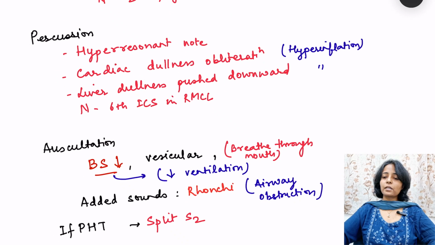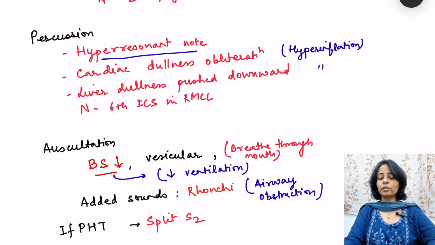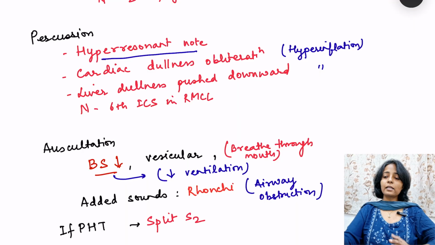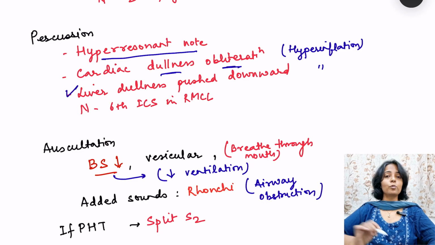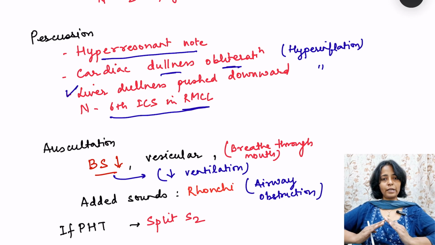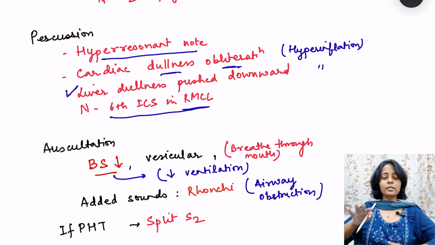Then what will we see in percussion? In percussion, we will see a hyper resonant note because air is everywhere. There will be a hyper resonant note and cardiac dullness will be obliterated. So there also a resonant note will be heard. Why? Again because of the trapping of air. Liver dullness is pushed downward. Normally it is present in the 5th to 6th intercostal space in the right midclavicular line. Because of the hyperinflation, I told you the diaphragm is pushed downward. So that is also going to push the liver downward. So when you are percussing, you will hear the liver dullness note much lower. So liver dullness is pushed downward.